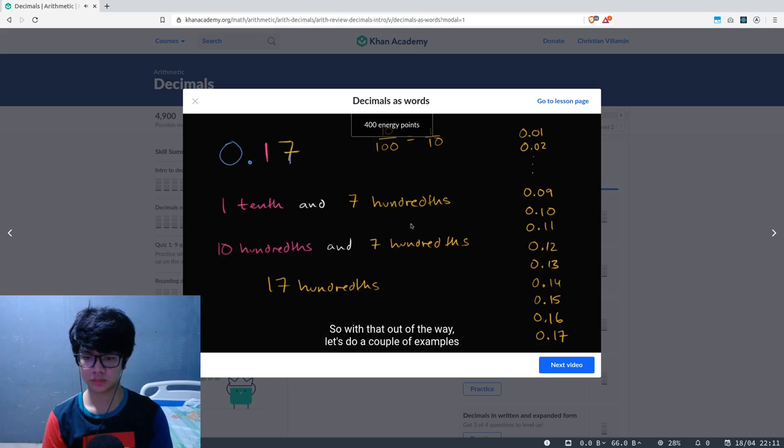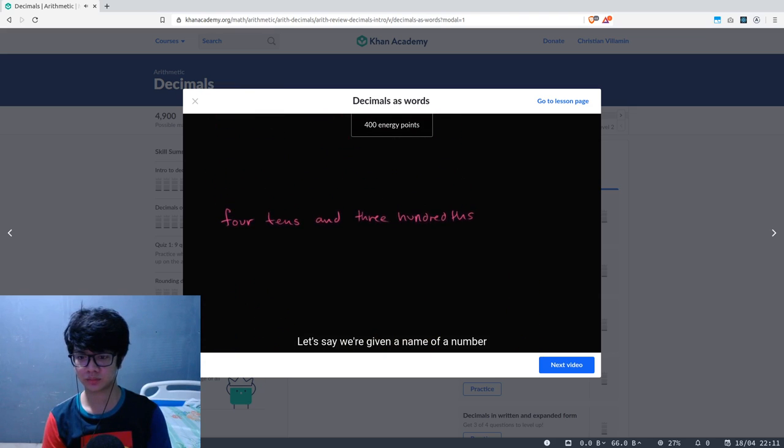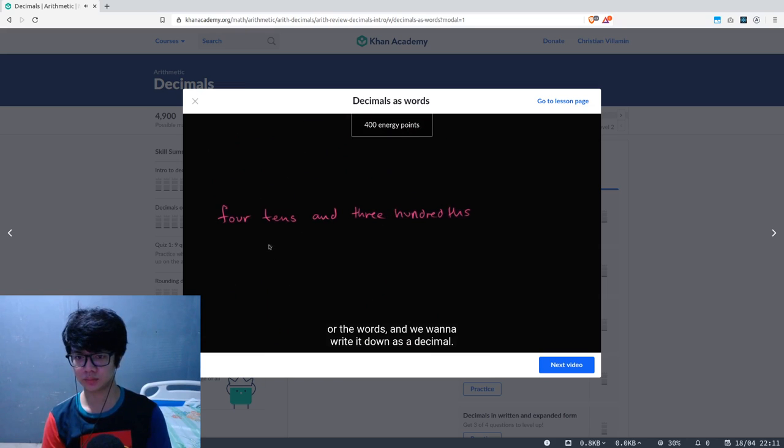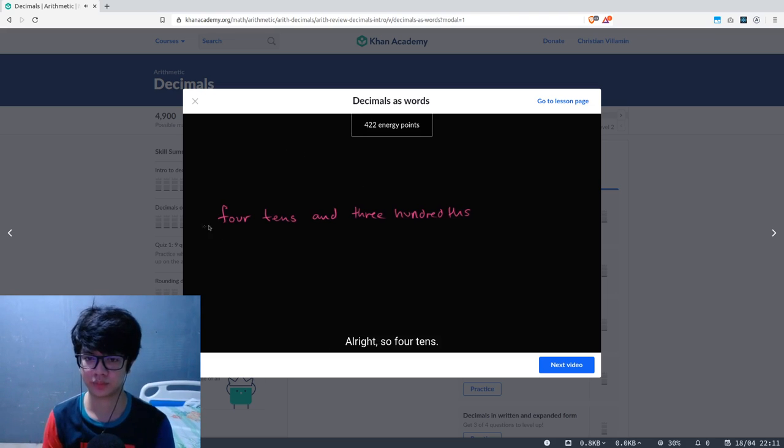So with that out of the way, let's do a couple of examples going the other way. Let's say we're given the name of a number, or the words, and we want to write it down as a decimal. So this is 4 tens and 3/100. All right, so 4 tens. So the 4 tens right over here. So actually, let me just put some places over here.